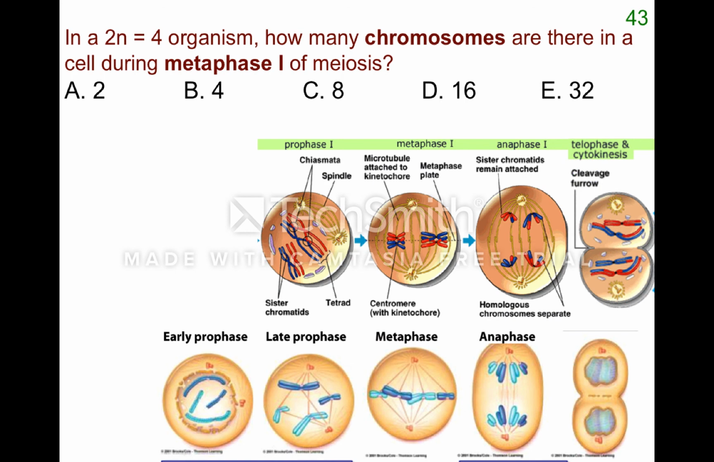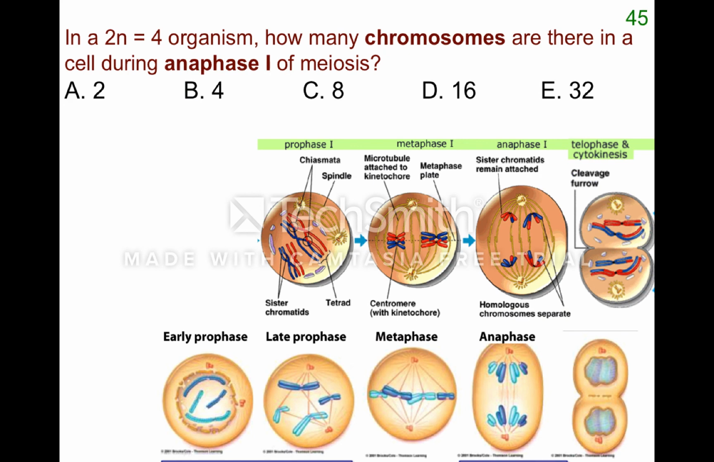Okay, so coming back. The answer to the question is B, 4. During metaphase 1, again, we have 1, 2, 3, 4 chromosomes. Next question. Pause it now.